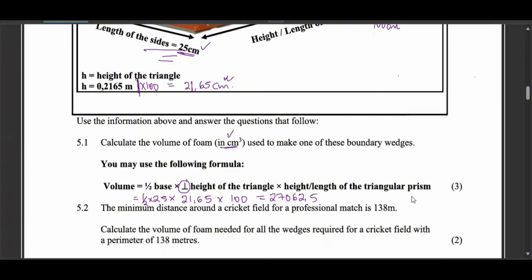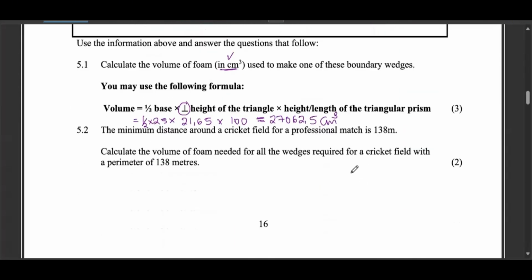Remember, you're looking at volume, so don't forget the units. These have become units. Okay. What was it here? 1, you converted. 2, you substituted. 3, you have the answer. 3 marks.